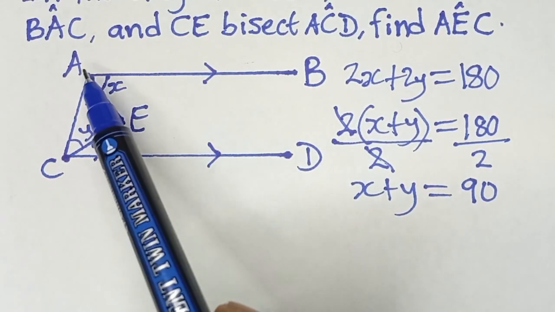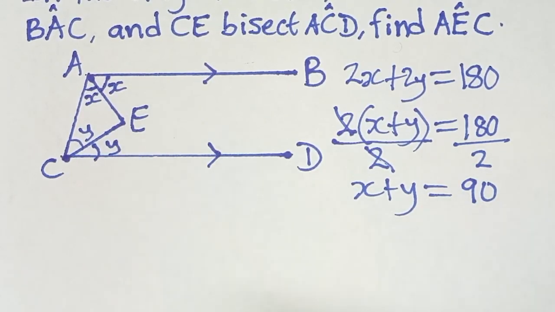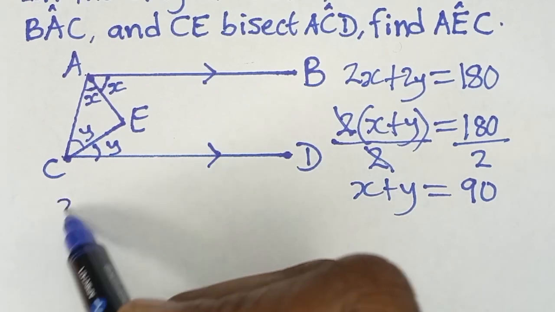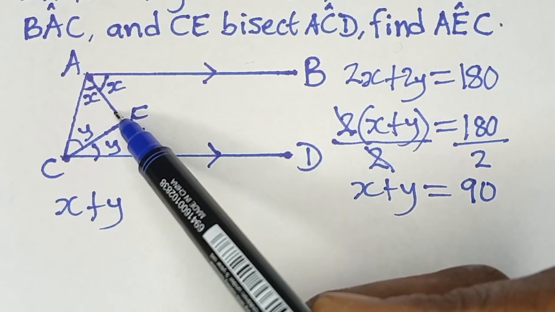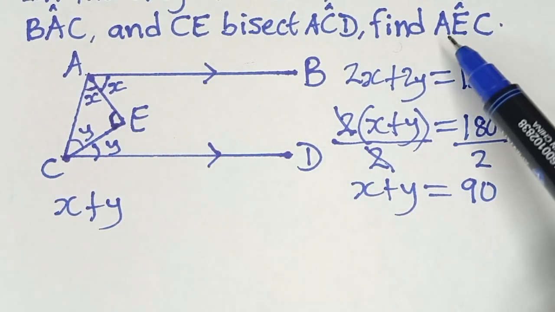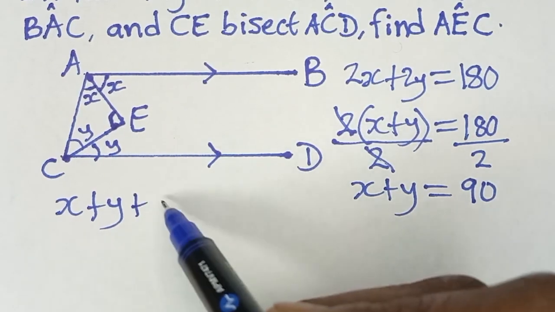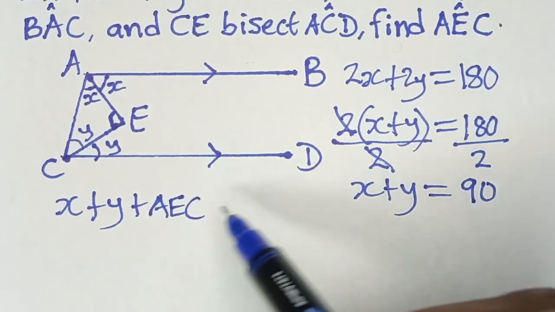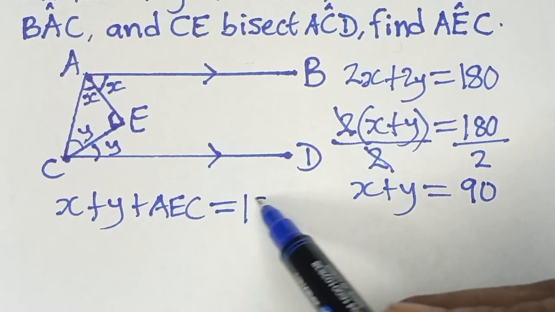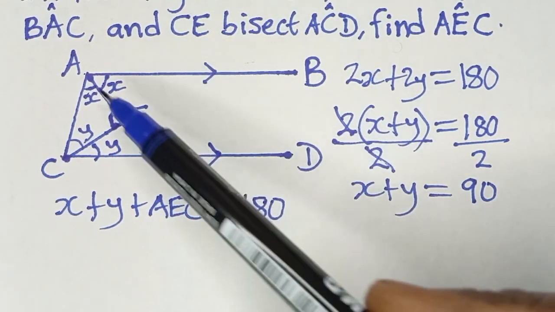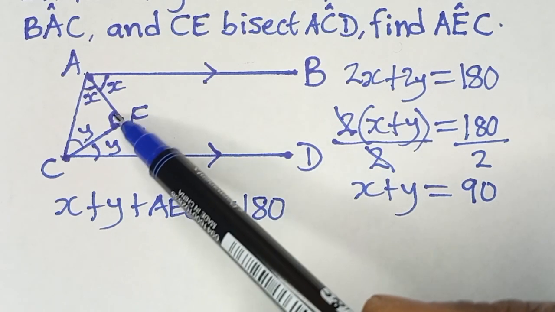Now, looking at this small triangle ACE, you will agree with me that this angle x plus this angle y plus this third angle that we're asked to look for. Don't forget, we have to look for angle AEC. So I'll simply write plus angle AEC. The three angles of a triangle, you know what they sum up to. They sum up to give 180. And this is the angle that we're asked to look for.